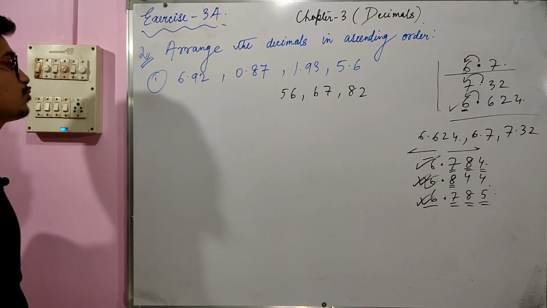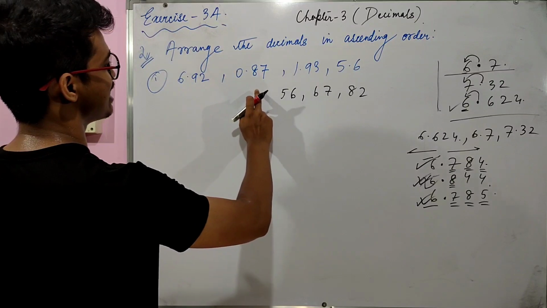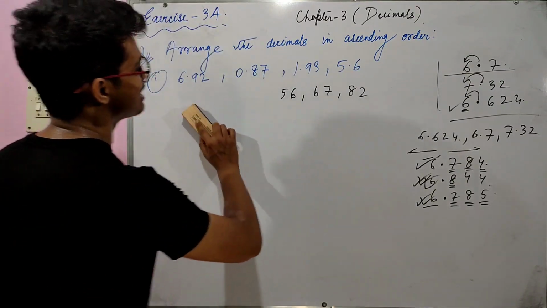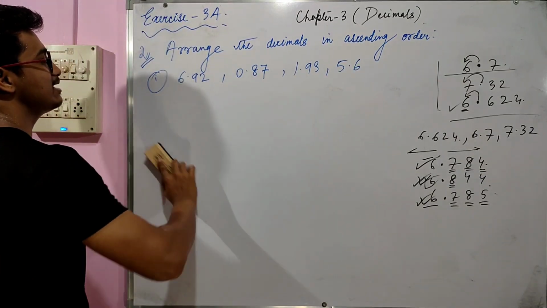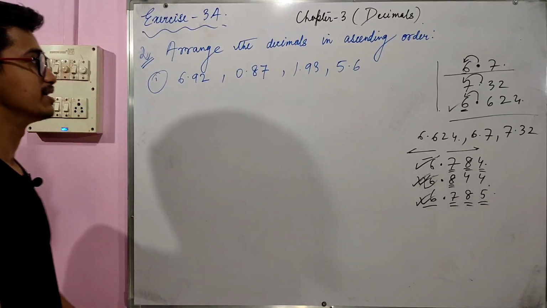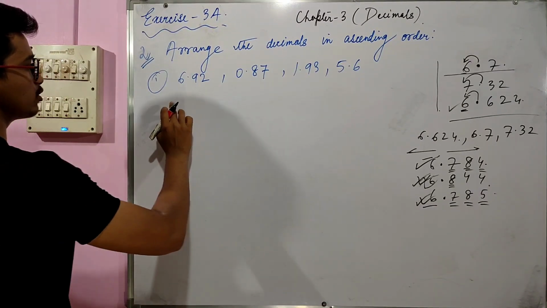So what is the question? That is 6.92, then 0.87, and then 1.93 and 5.6. So what is the answer? We can easily find out by dealing with the numbers on the basis of the left hand side and the right hand side. So first of all, we will compare the left hand side over here.